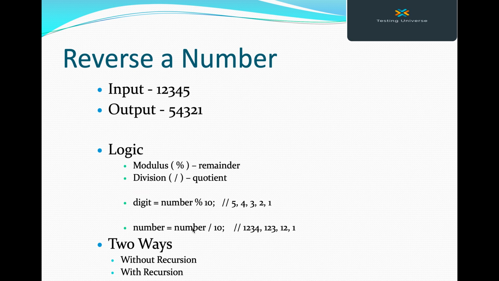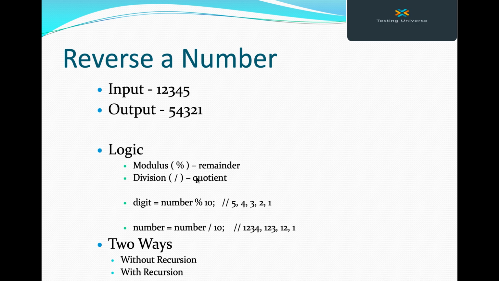If we apply the division operator on the number, meaning number is equal to number divided by 10, we are going to get the quotient. In the first iteration, I will be getting 1, 2, 3, 4, and 5 is removed from that number. The value of the variable number after the first iteration is 1, 2, 3, 4, and then you are going to get the remainder in the second iteration, that is 4, because I have chipped off the last digit, or I have taken out the last digit.